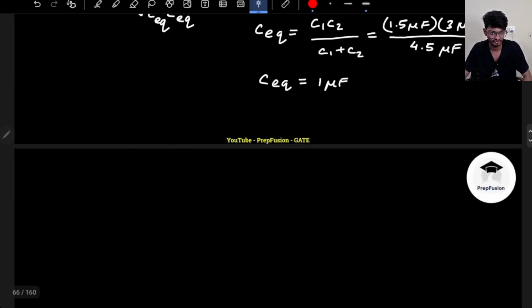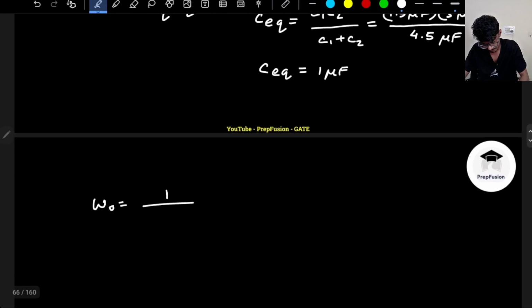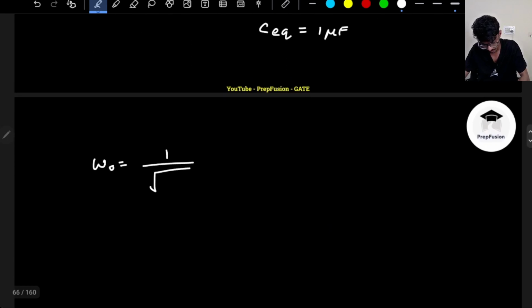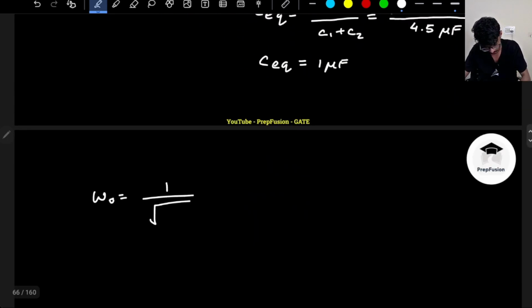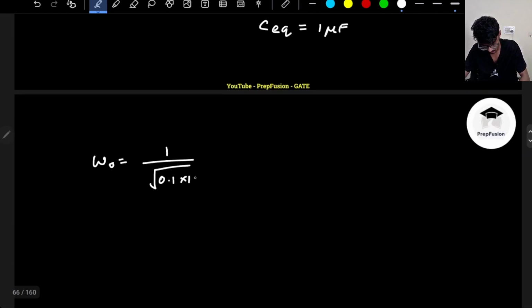Now I just have to put in the formula. Omega naught will be 1 divided by under root L equivalent into C equivalent. L equivalent is 0.1 and this is 1 micro, so it is 10 raised to power minus 6 basically. So it will be 10 raised to power minus 5 by 2. This is the omega naught, in radian per second.